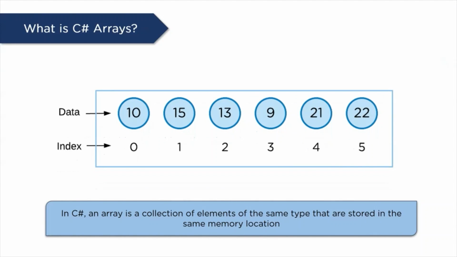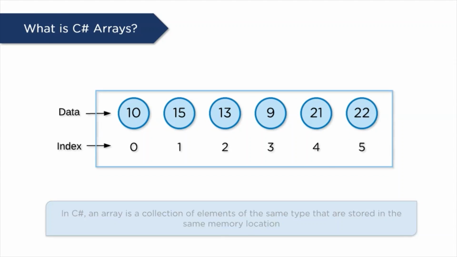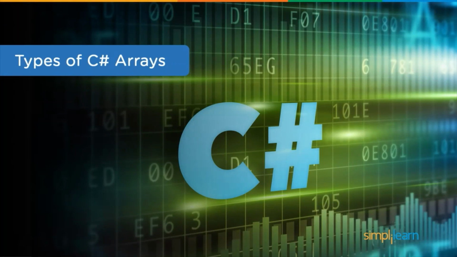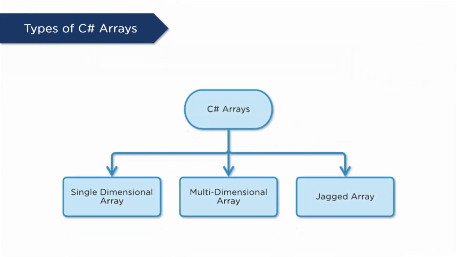An array in C Sharp is a collection of elements of the same data type stored in consecutive memory locations. Arrays are objects of the base type System.Array in C Sharp. In C Sharp, the array index begins at 0 and we can only hold a fixed number of elements in an array. Now, let's discuss the types of C Sharp arrays.